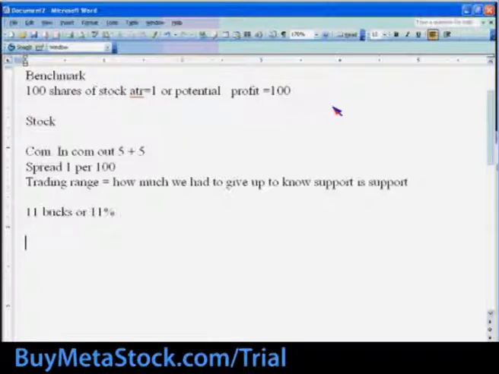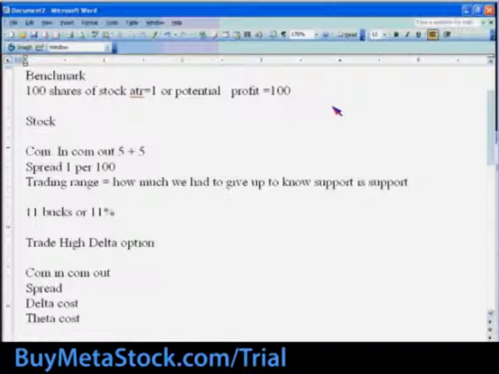All right? Now, if I'm going to trade a high delta option, who's the high delta option trader? Which one of you? I'm going to trade a high delta option. My cost is commission in. How much is it at Thinkorswim, Dick? So you can make me commission in, commission out. We have the spread, and then we have delta cost and theta cost. $3. Oh, it's a little cheaper. Nice. 3 plus 3 plus 1 for 100.